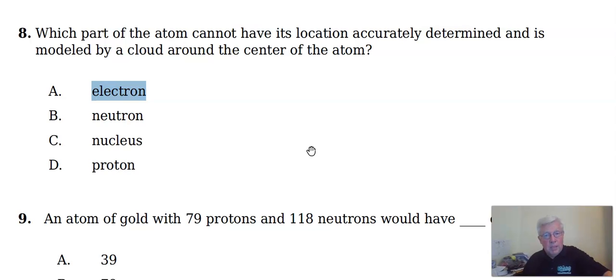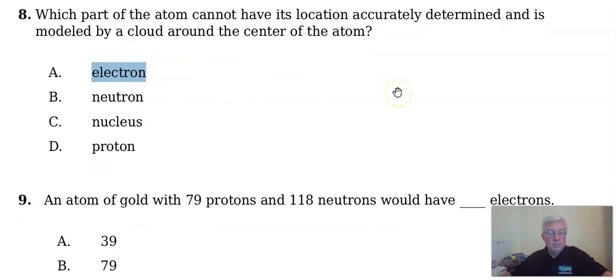If we could somehow freeze an electron, we know there'd be 2 that are really close to the nucleus of the atom, and we know the rest would be spread out in these orbits around it. But they don't sit there. They're moving all the time. But we call that an electron cloud. Okay, so the answer to 8A is electron.